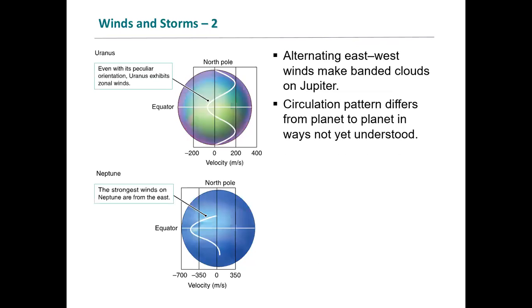If you look at Uranus's winds and Neptune's winds, you see a slightly less complicated pattern. Basically, they're all one way along the equator, and then they deviate the other way as you get closer to the poles. And less is going on actually with Neptune. So alternating east and west winds make banded clouds on Jupiter, and the circulation pattern differs from planet to planet in ways we just don't understand. So planetary astronomy, even though it's not my favorite subject, has a lot of really interesting stuff going on that's yet to be understood and explained.